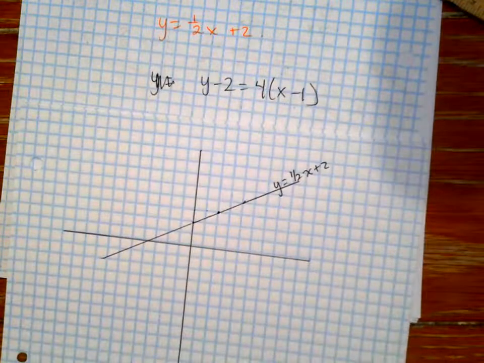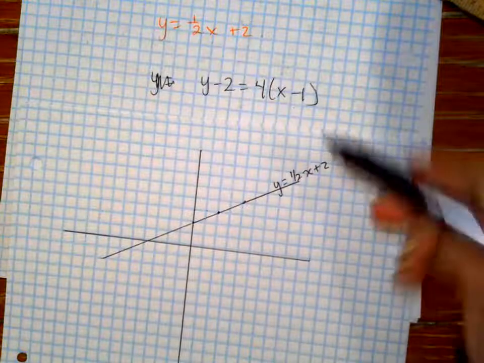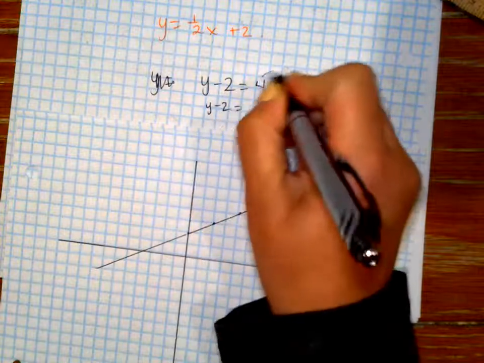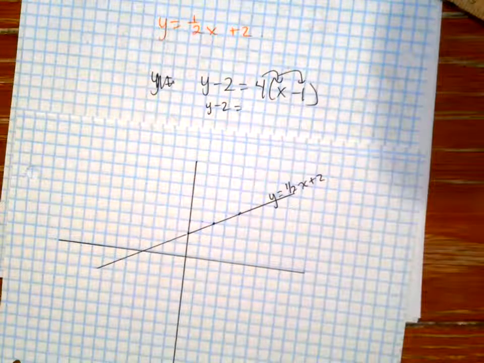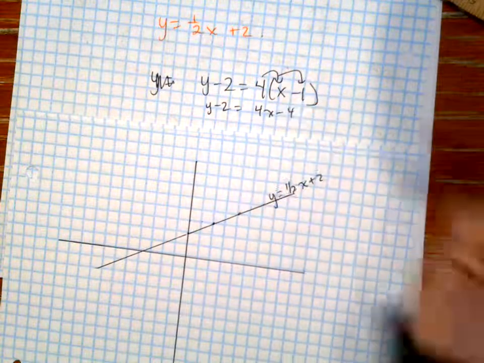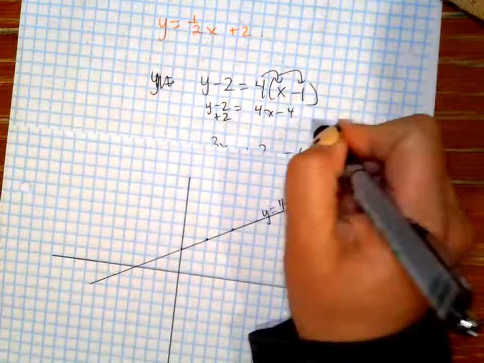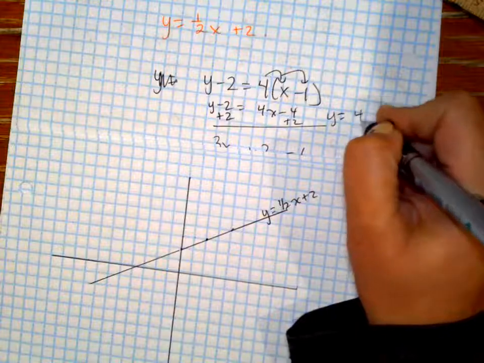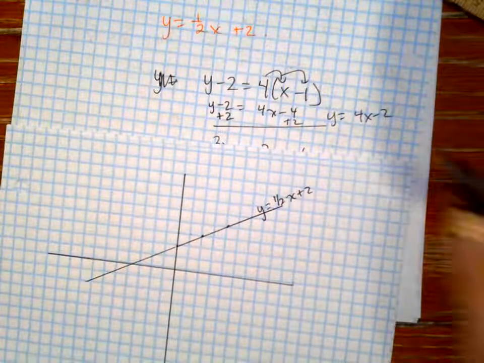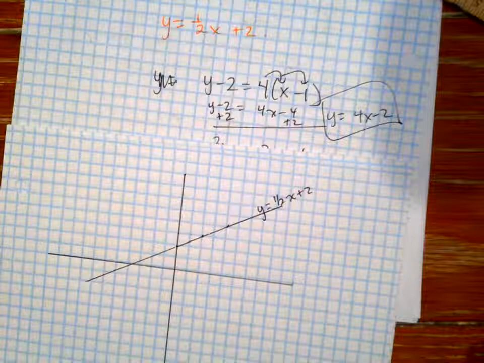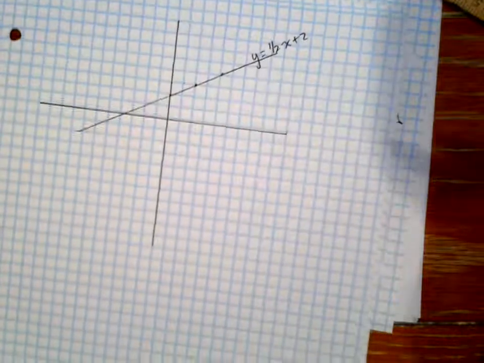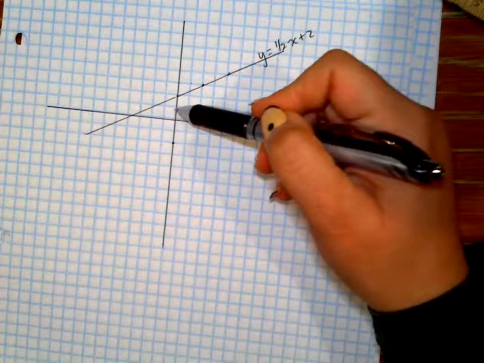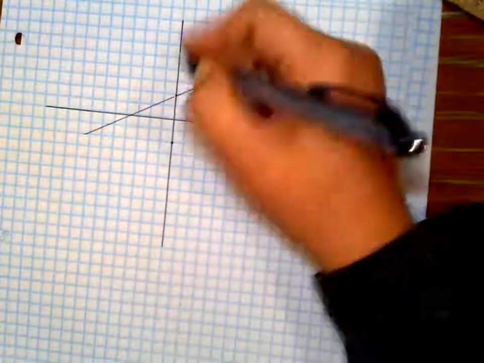This one, I'm going to put this one into slope intercept form. Y minus 2 equals, I'm going to distribute that, 4x minus 4. I'm going to add 2 to both sides. That's going to give me y equals 4x minus 2. So now I can graph that very easily. Start at negative 2, go up 4, 1, 2, 3, 4, over 1.